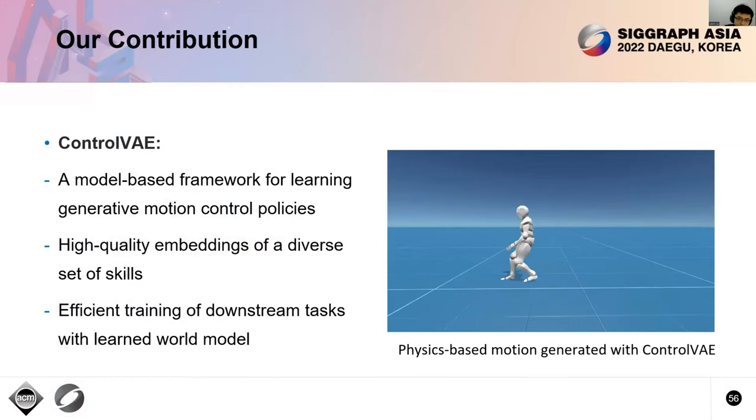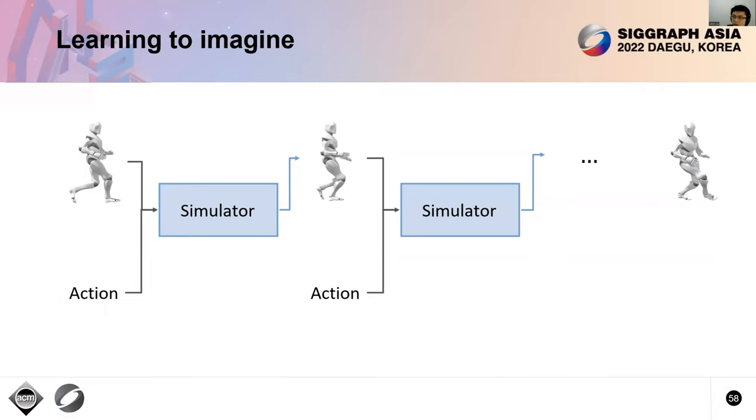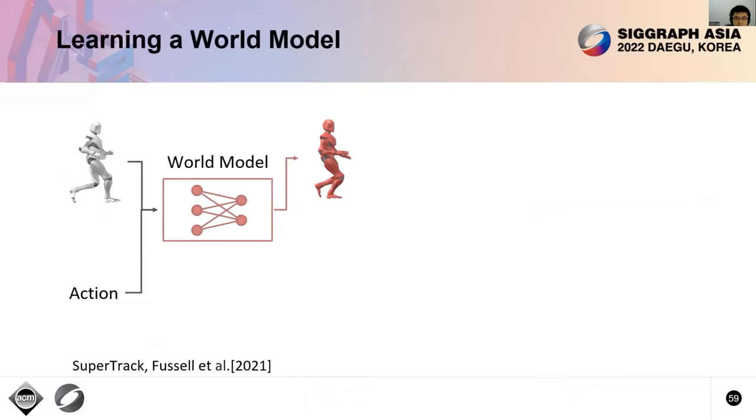on its states. So the basic idea is unrolling simulation. We pose an action as the character state advances based on this action, and the simulator and the simulation will advance based on this input and compute the next states, and this will keep going to generate a long sequence based on the user input. And then some recent work, especially SuperTrack, which was a SIGGRAPH 2021 work, tells us that this approximation can be done by simply learning a neural network, which we call a world model.